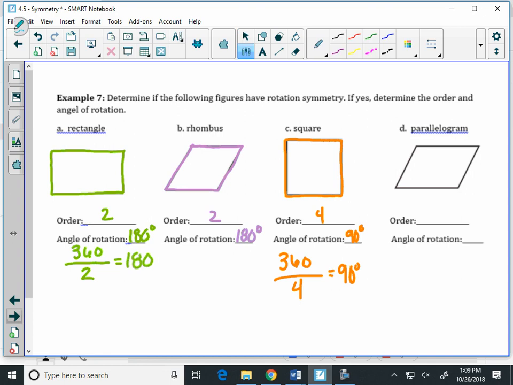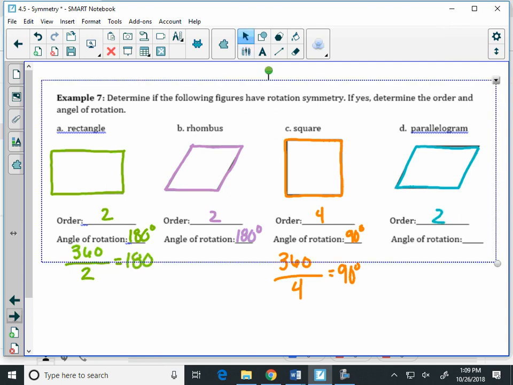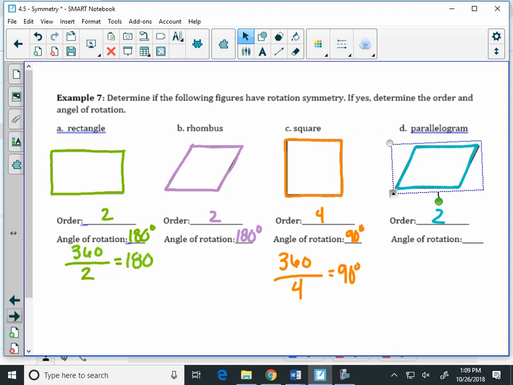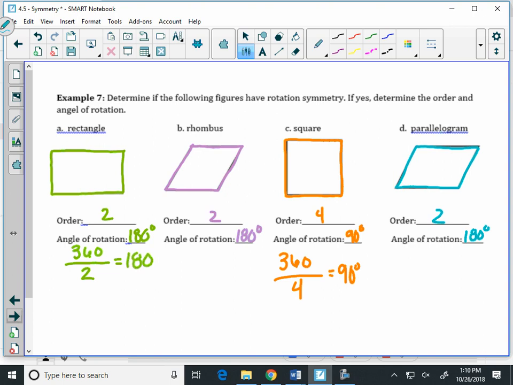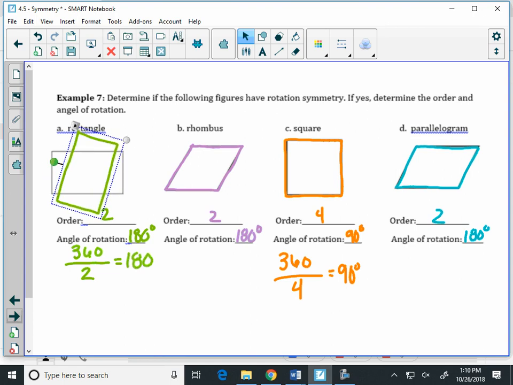And then the last one, the parallelogram. Parallelograms don't have any line symmetry, but they do have rotational symmetry with an order of 2. Again, we can rotate it 1, 2 times, and it matches up. So the angle of rotation is 180 degrees. And again, remember the angle of rotation is the degree of the angle of the rotation. So we rotated it, and when it mapped up, that was 180 degrees. Then we rotate it again, that's another 180 degrees.